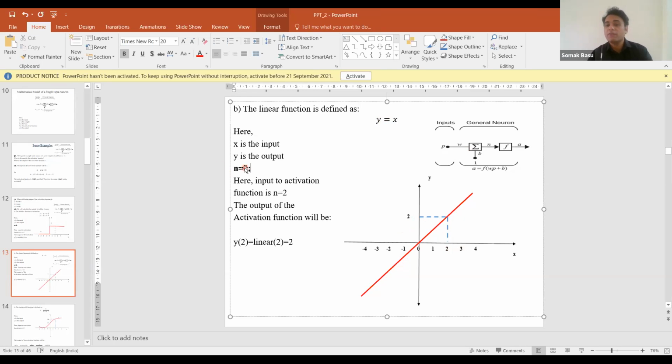So in this case, the value of n is 2. If you give this to a linear activation function, the output will also be equal to 2. So in this case, the output would be 2, right?